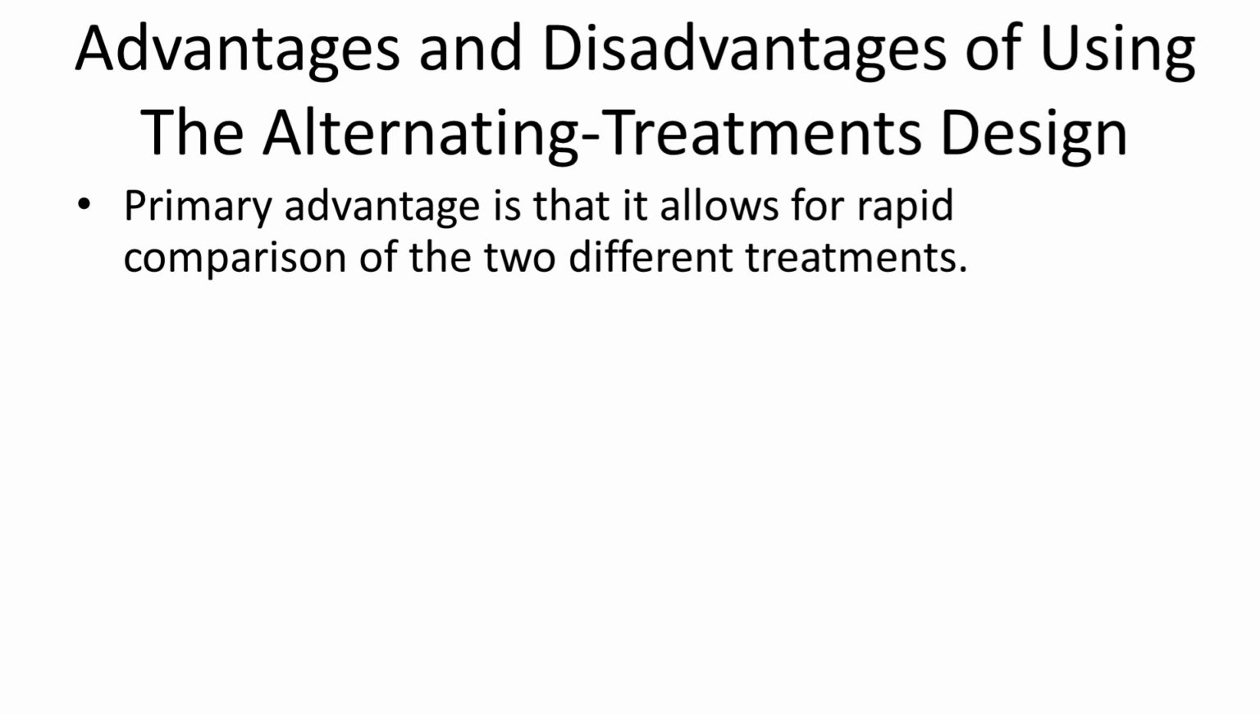Now, with regard to the alternating treatments design, that has its own advantages and disadvantages. The primary advantage of this design is that it allows you to rapidly compare two different treatments. Like I explained in a previous video, with the alternating treatments design, you're not waiting for a stable state or a stable level or anything like that. You're just rapidly switching between the baseline and the treatment, back and forth.